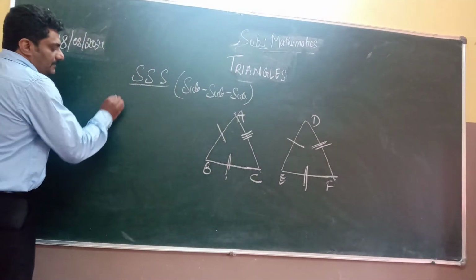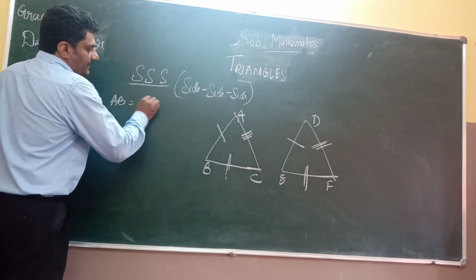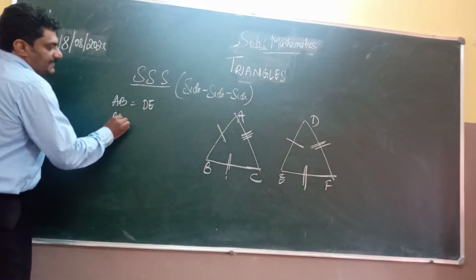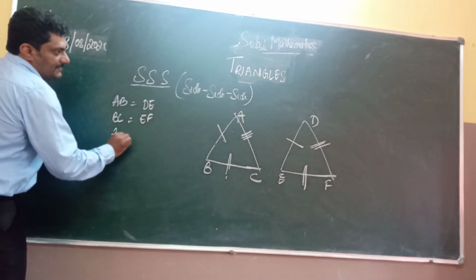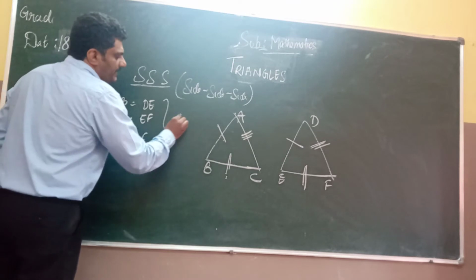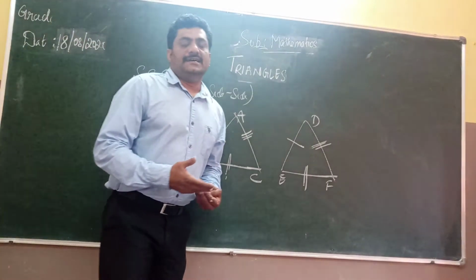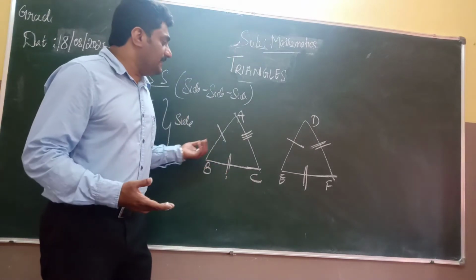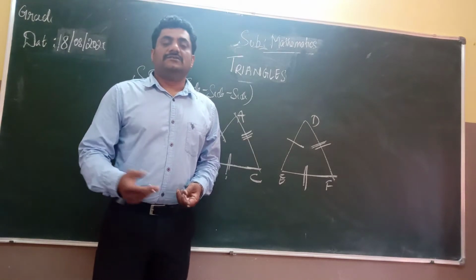How do we write that? AB is equal to DE. BC is equal to EF. AC is equal to DF. Now in this case we are just talking about the sides. The moment when you see two triangles having all the sides equal, then it is said to be a congruent.